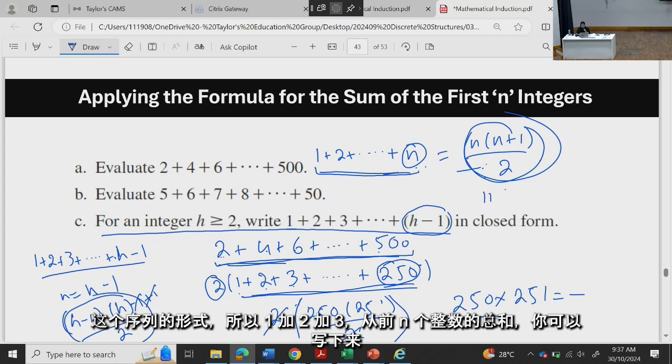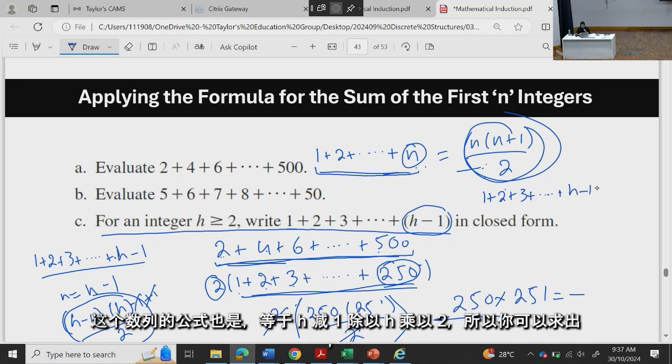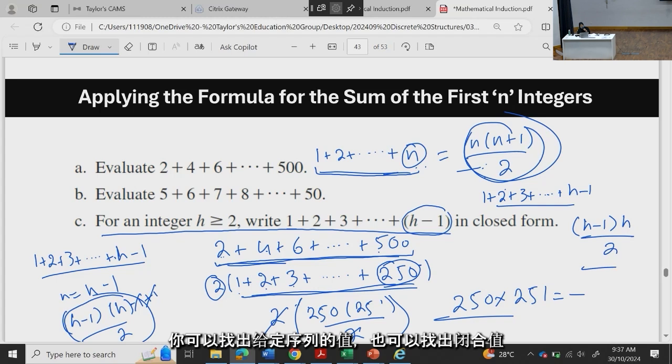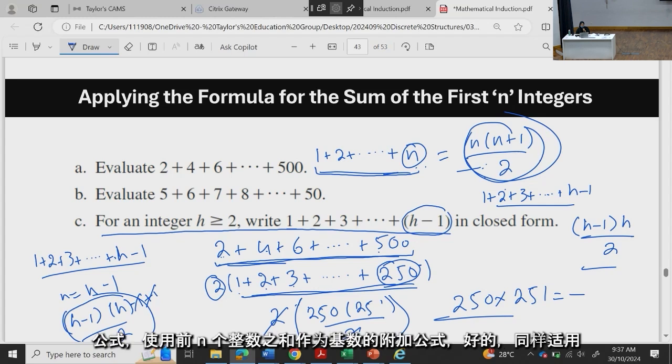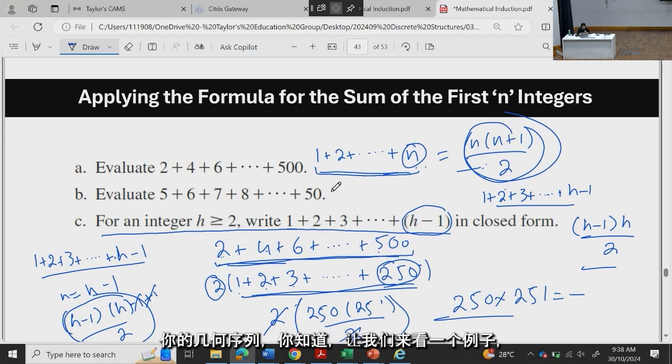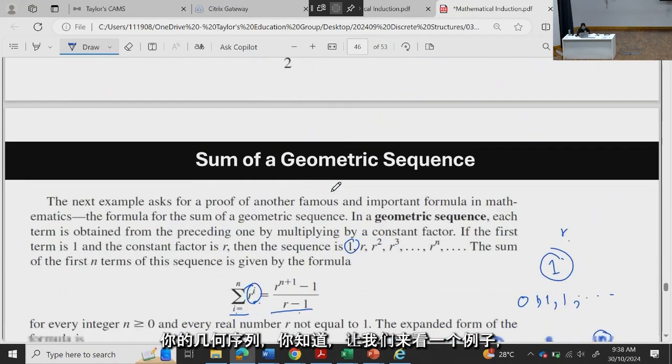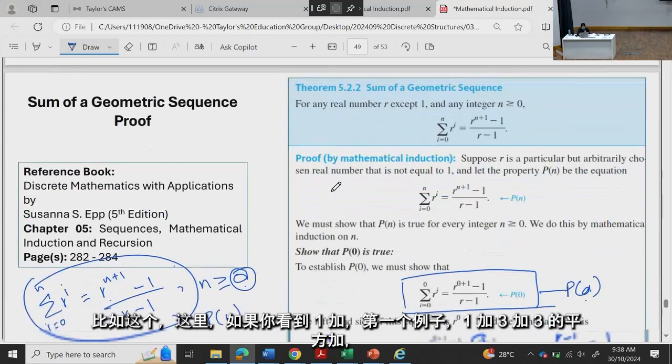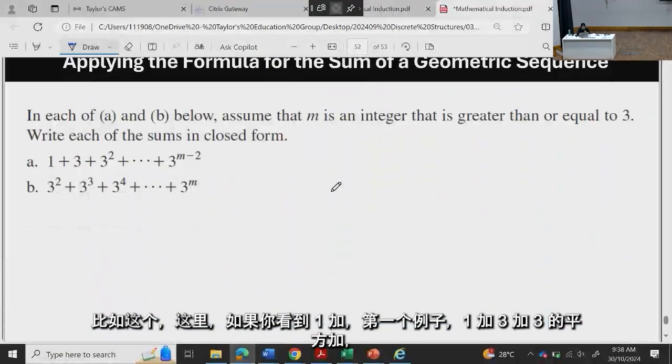Okay, so you have this closed form of this sequence. So 1 plus 2 plus 3, from the sum of first n integers you can write down the formula for this sequence also, which is equal to h minus 1 into h by 2. Okay, so you can find out the values for a given sequence, and also you can find out closed formulas using the sum of first n integers as a base. Okay, same applies to your geometric sequence. There also, you know that, let's look at one example of that also. For example, this one.